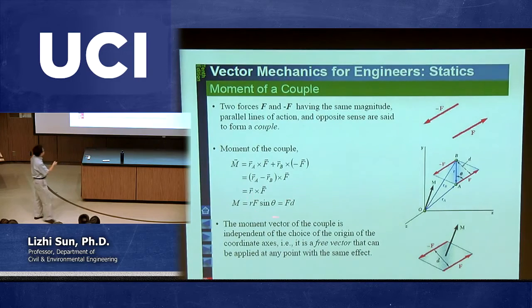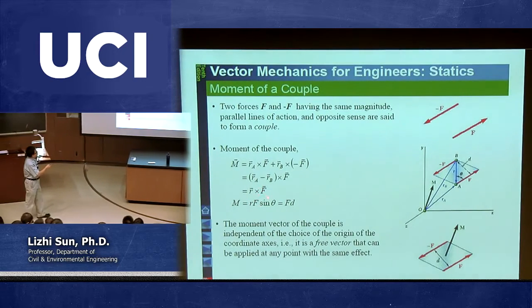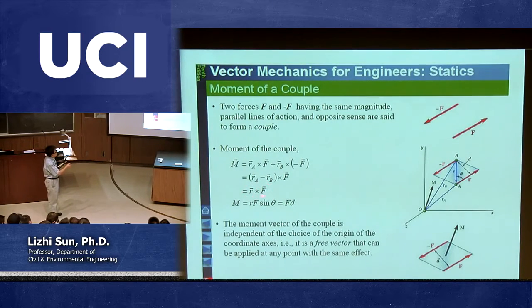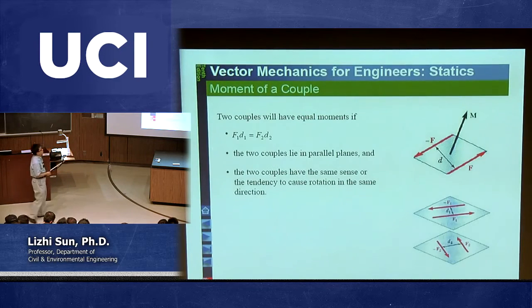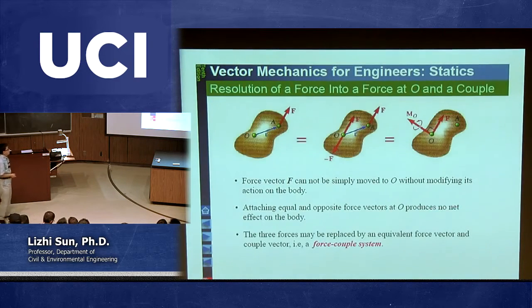Okay? For 2-dimensional problems, you can again use this one if you have a hard time to identify the short distance. If you can easily find out the short distance, then you can go ahead to use F times D. That's another simple way to evaluate the 2-dimensional moment due to a couple. And then, of course, this is not enough. You need to also indicate the direction, whether it's clockwise or counterclockwise. That's the third kind of moment.